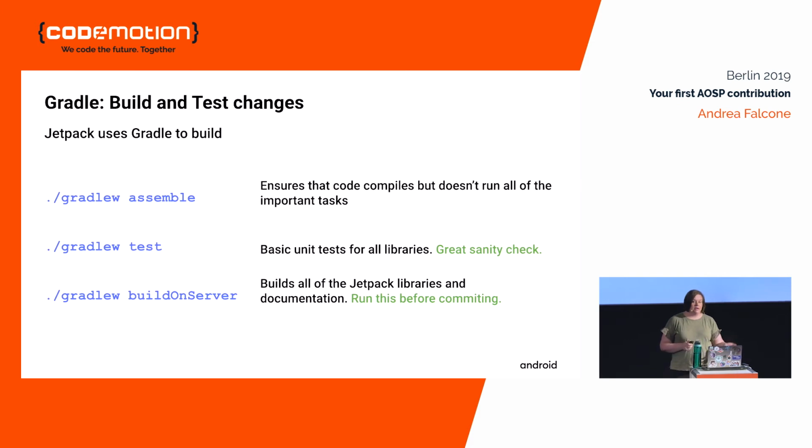We also have a custom task called build on server, and this is what our CI does. It builds every single Jetpack library and the tests for them and the test apps for them and the documentation in Kotlin and Java for all of them, and runs Jacoco and Checkstyle and lint. So it's massive, but it's the thing that ensures that the code is all in a good state.